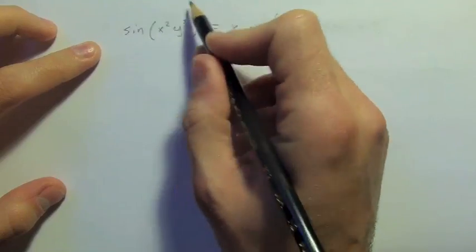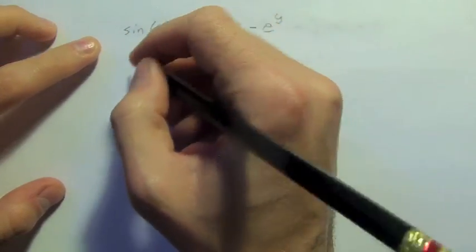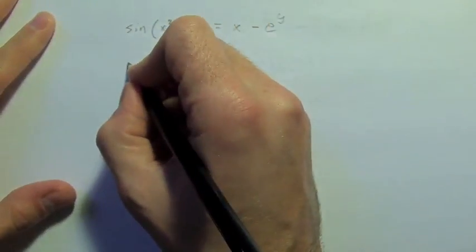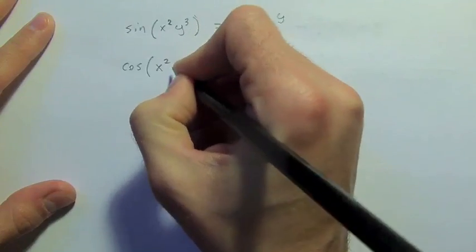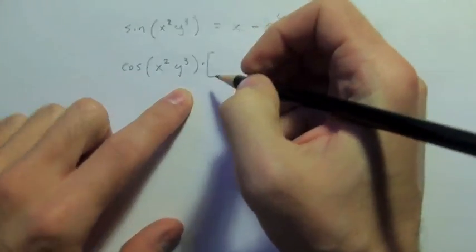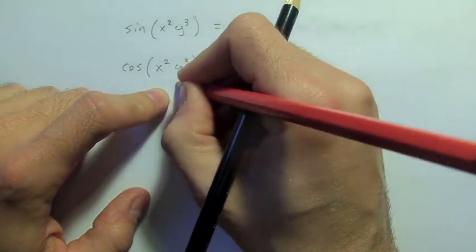Here we need to be very careful, right? This is a chain rule. So the derivative of sine of stuff is cosine of that stuff, then times the derivative of that stuff. So the derivative of what's in here is going to go here, and that is going to be a product rule.